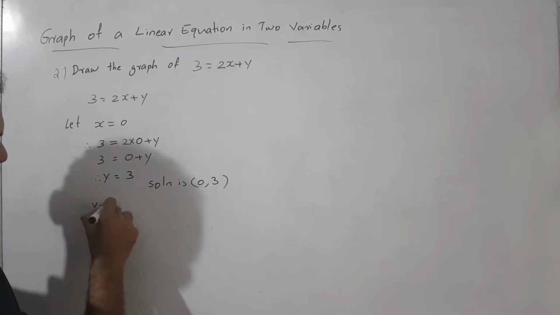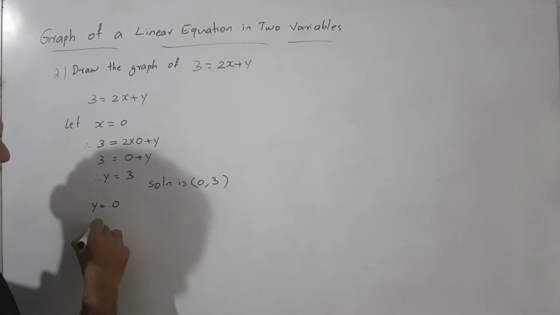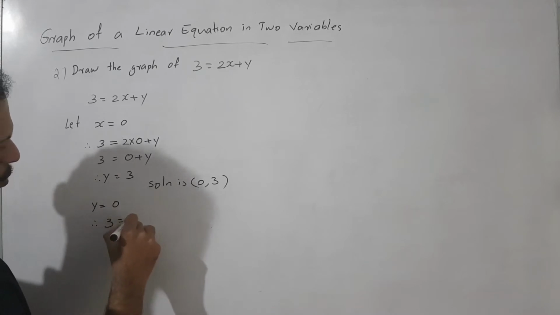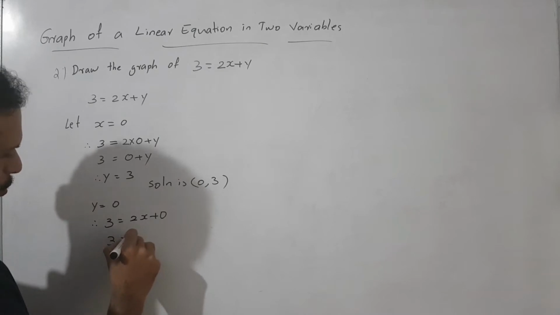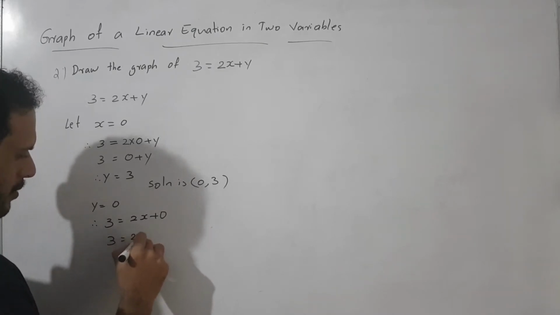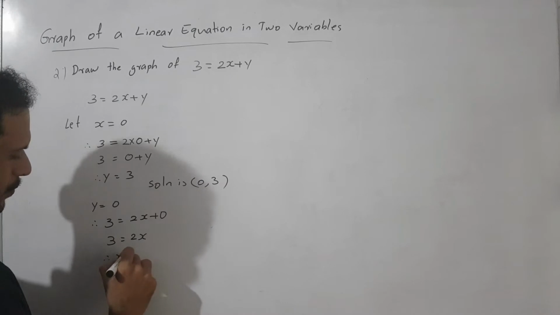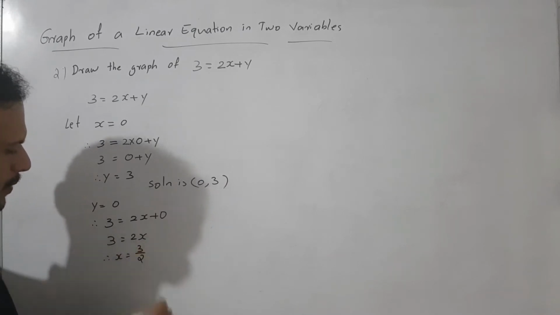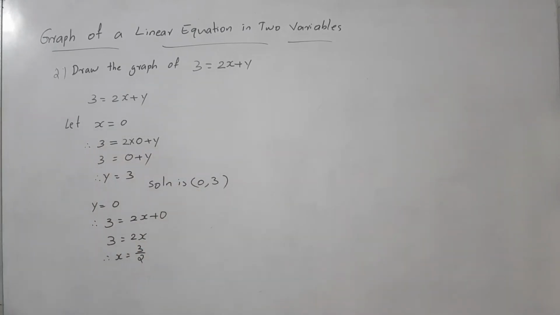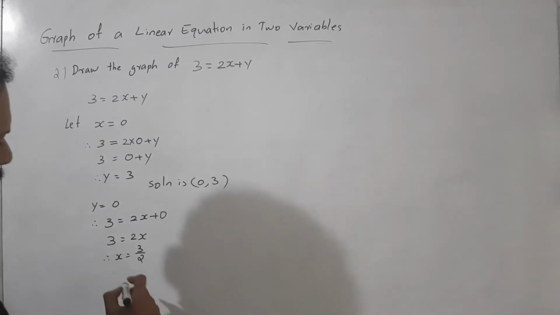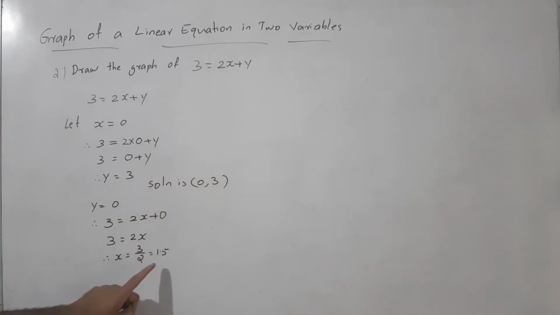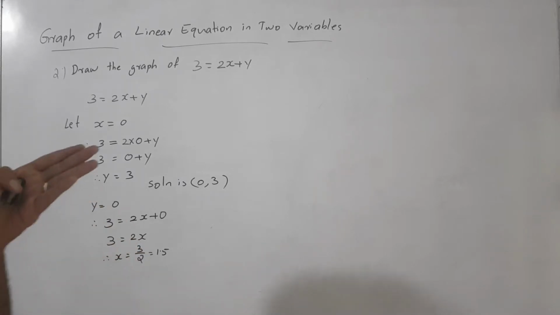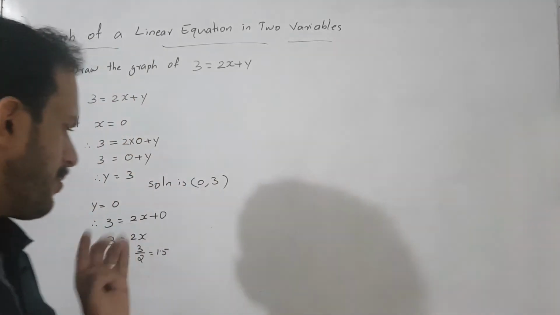y = 0. Therefore 3 = 2x + 0, so 3 = 2x. Therefore x = 3 by 2. Correct? What is 3 by 2? 3 by 2 is equal to 1.5. This 1.5 is possible to mark on a graph. 1.5 is the middle value of 1 and 2, and is very easy to mark.